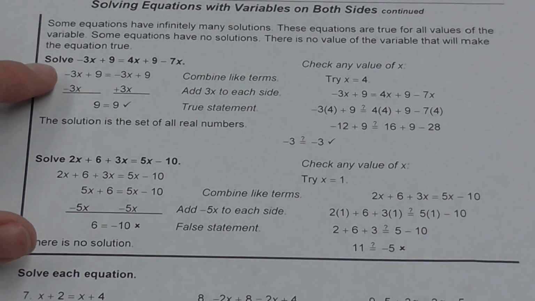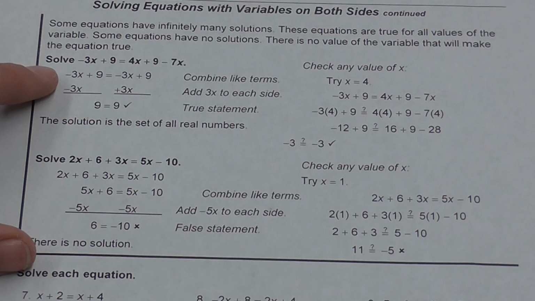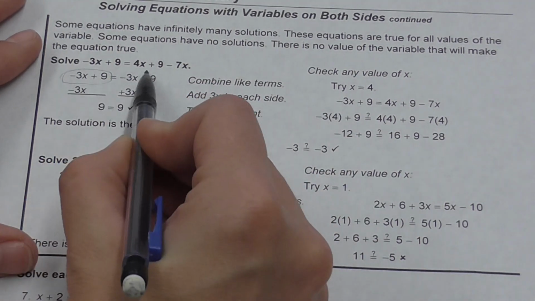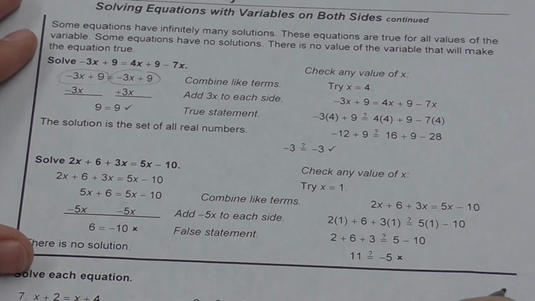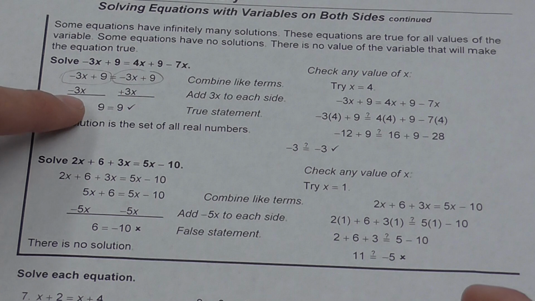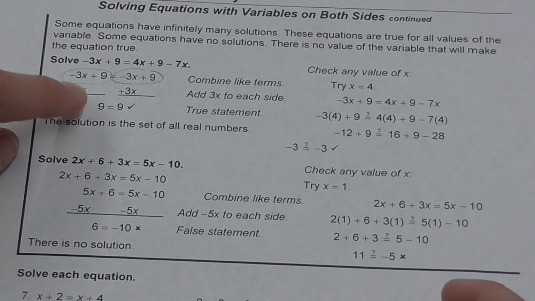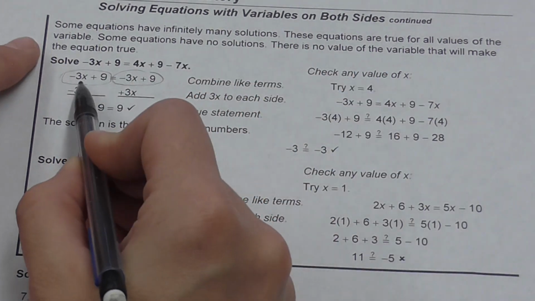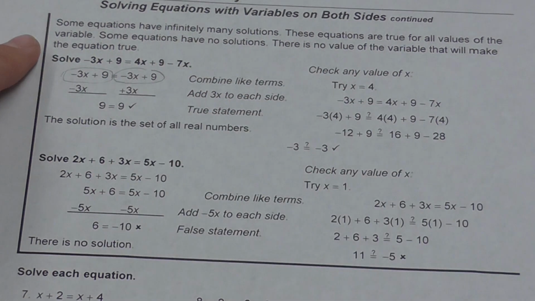Well, what happens when you start moving everything around, you end up with the exact same look on both sides. So here I've combined my like terms. I get negative 3x plus 9 equals negative 3x plus 9. Well, when I start getting rid of my variables, I end up with 9 equals 9. Well, 9 always equals 9. Always, always, always. So because it's always true, every number I put in for x, it doesn't matter whether I put a 1 in here, whether I put a 20 in here, every number is going to work and make it true.